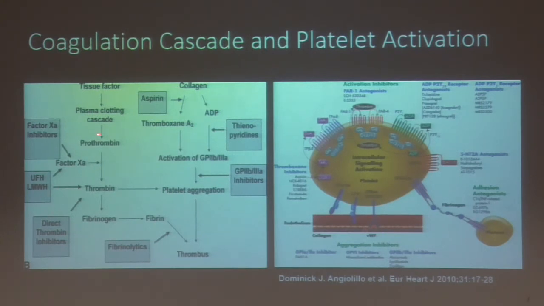So this is factor 10A, to inhibit the effects of 10A, to inhibit prothrombin becoming thrombin. One molecule of 10A can make about 10,000 molecules of thrombin. So it's very powerful to inhibit the effects of 10A, and 10A inhibitors like Xarelto and Eliquis are used in the clinic now. And for the direct thrombin inhibitor, we use Pradaxa.